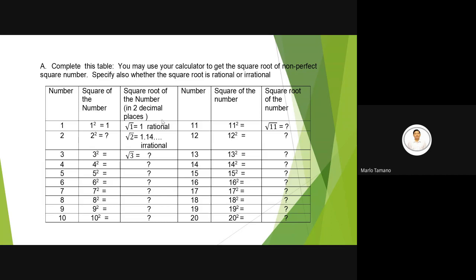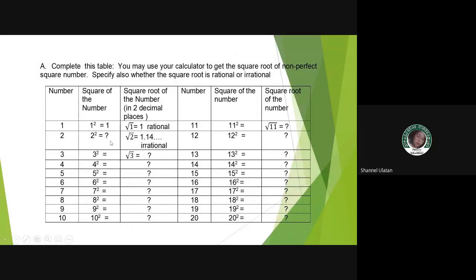The table is divided into 6 columns. The first column, ito po in numbers 1 to 10. Ang continuation po niya nasa pang-apat na column, 11, 12, 13 hanggang 20. Naiintindihan ninyo yung table? So, pipilitin ko po ipaintindi sa inyo. Yung first column po, naka-number po ng 1, 2, 3, 4, 5, 6, 7, 8, 9, 10. Pang-apat na column, continuation ng 10, 11, 12, 13, 14 hanggang 20. Naintindihan?